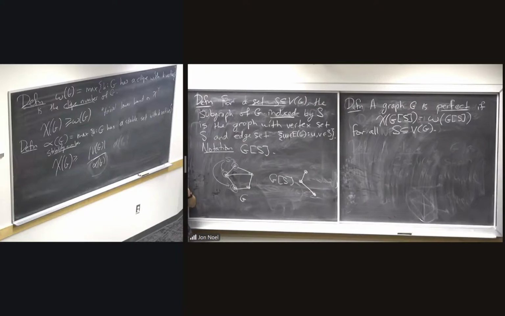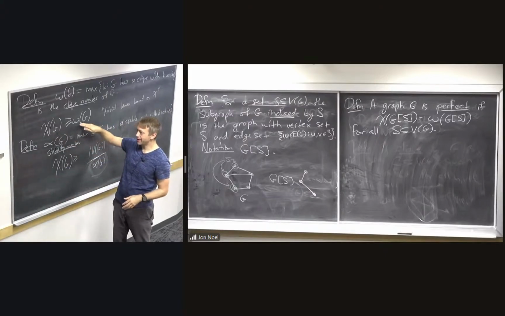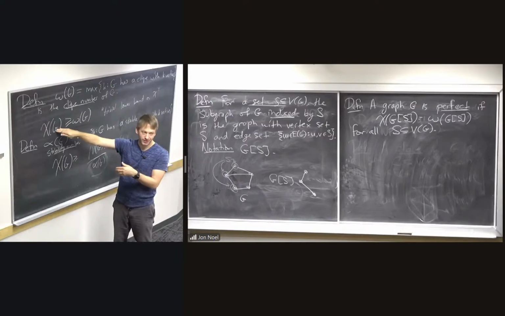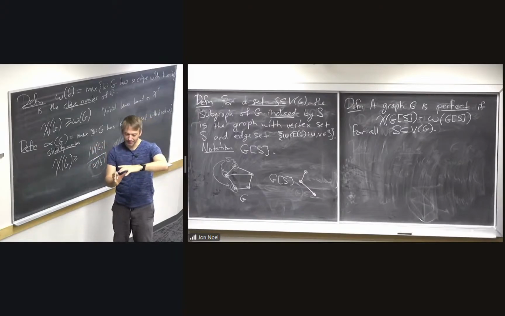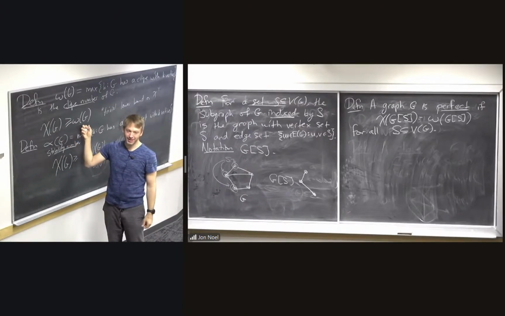A little bit of an abstract definition, but basically, if you remember this trivial lower bound, what I'm saying is that, first of all, I want G to satisfy this trivial lower bound with equality. I want chromatic number to equal clique number, but I also want this to work for all the induced subgraphs of G. So if you zoom in on a set of vertices, I want those vertices by themselves to satisfy this equals that. Everywhere you look in the graph, chromatic number equals clique number.